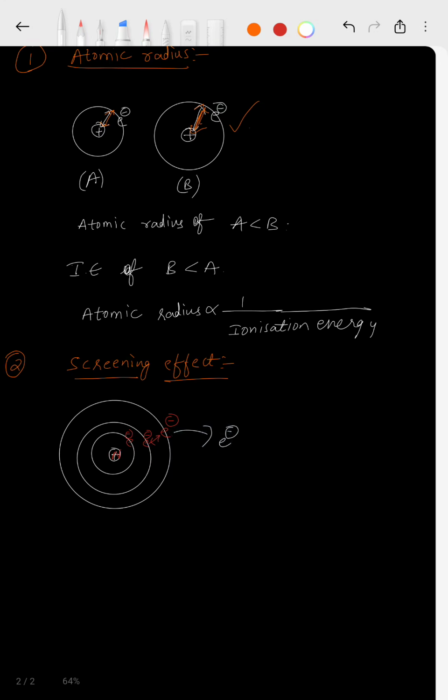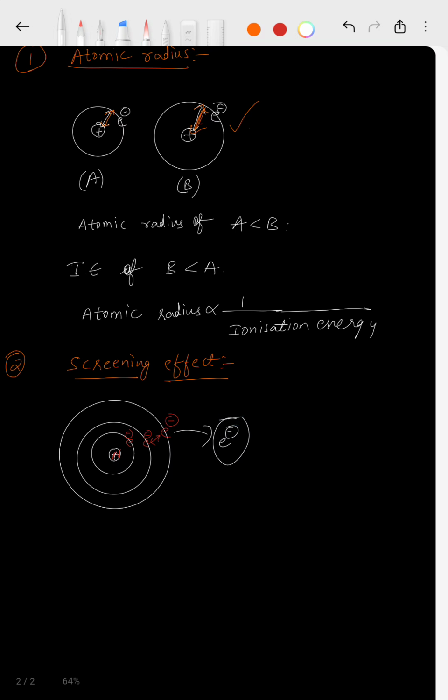The attraction force between the outermost shell electron and the nucleus also decreases because of the repulsions. Because of these inner shells, the repulsions between the outermost shell and the inner shells are increasing. That's why we can remove the electron easily. Yes or no? We can remove the electron easily.